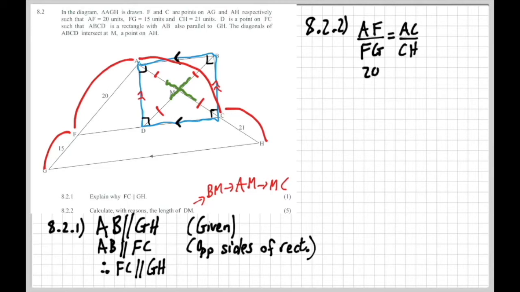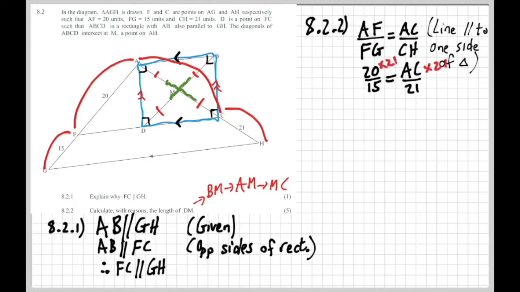Now, why is that? Let's just not forget our reason. That line is parallel to one side of the triangle. I don't want to lose that mark, so let me write it in. So 20 over 15 is AC over 21. Now I want to get rid of that divide by 21, so I'm going to times both sides by 21, which means AC is equal to 28 units.